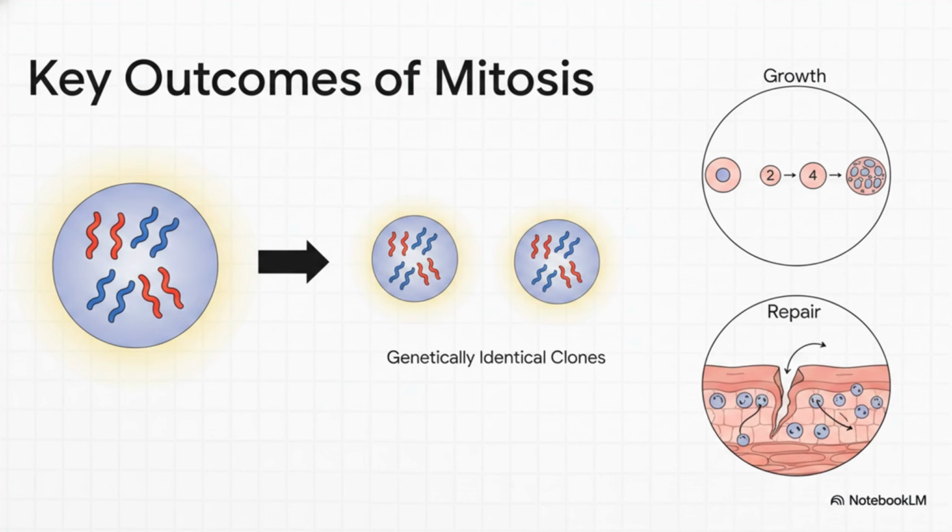So to wrap up mitosis, the outcome is simple, but it's also profound. One cell becomes two. These two new cells are perfect genetic copies of the original, and that all-important chromosome number, 46, is maintained. It's because of this process that an embryo can grow and our bodies can repair tissues like skin and bone. It's truly fundamental.